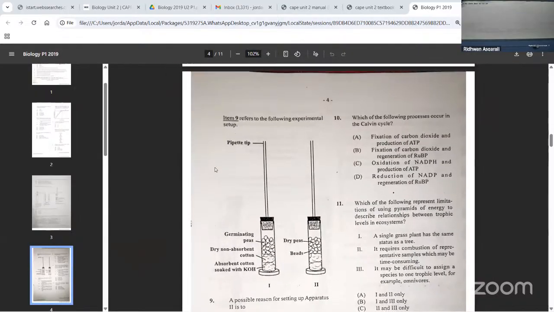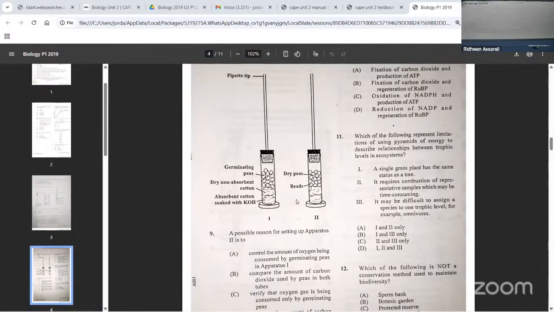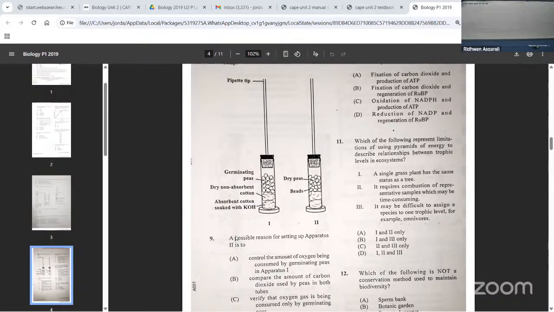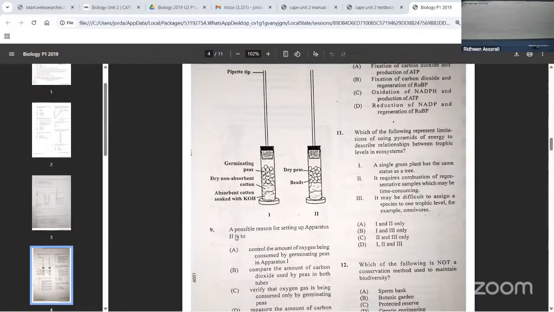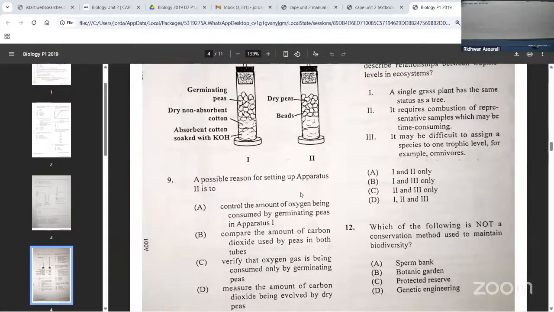Right. Number 9, you have an experimental setup. So germinating peas with dry cotton and absorbent cotton soaked with potassium hydroxide. And the next one, you have dry peas and some beads. A possible reason for setting up apparatus 2 is for what reason? So we're starting back with Jizzy. Why did they set up a second piece of apparatus? So the diagram with the answers.